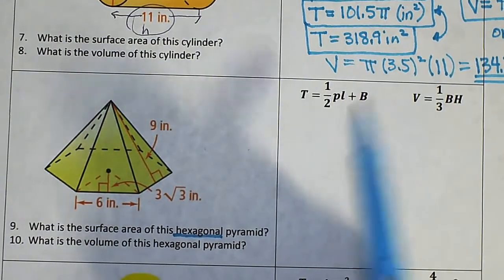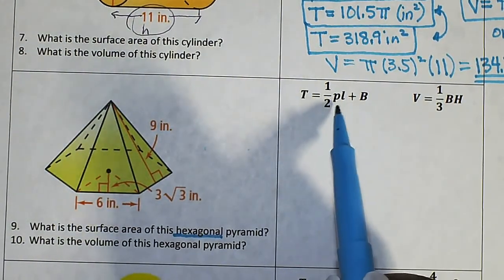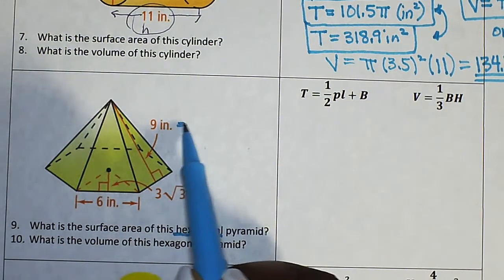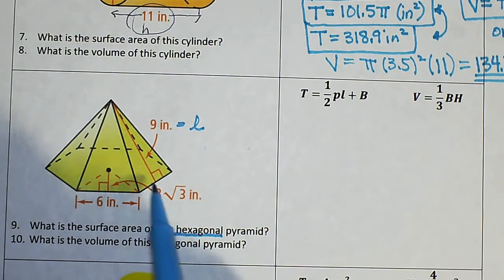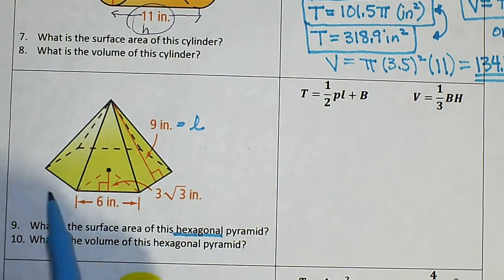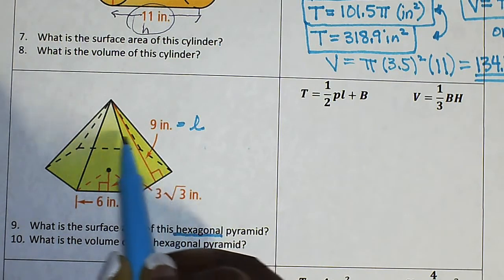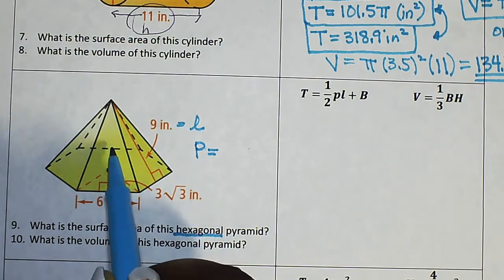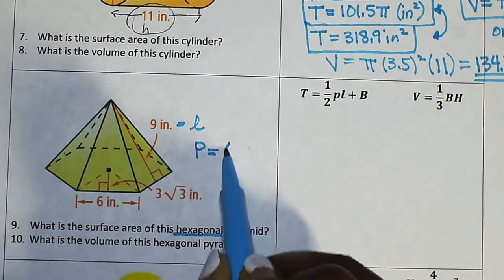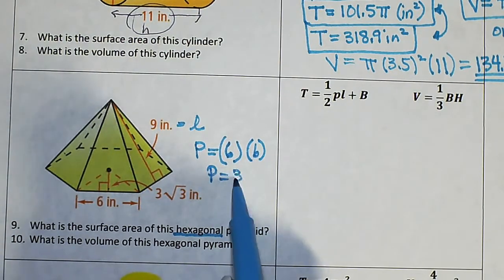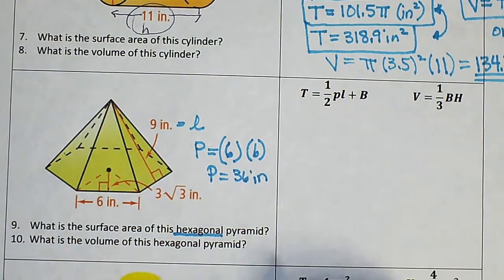The total surface area for a pyramid is 1/2 the perimeter times the slant height plus the area of the base. So the slant height in this case is 9. That's the side of the pyramid, and it's slanted. And then the perimeter, I'm going to walk around the base of this pyramid. Since there are 1, 2, 3, 4, 5, 6 sides, because it's a hexagon, there's 6 times 6. So the perimeter is 36 inches.